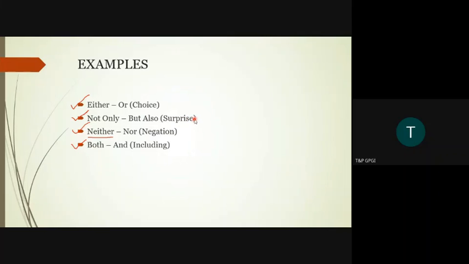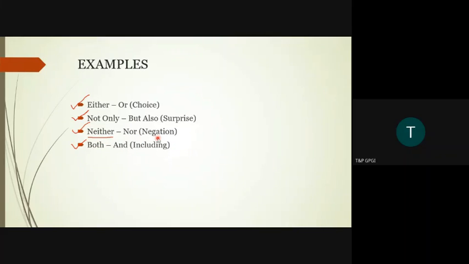All right, it's a surprise. Yes, I got a good thing, and that too at a cheaper price. So, a surprise. The second one is: both the man and his dog were sleeping. So, both the man and his dog were sleeping. It is including. The third one is: neither the woman nor the man were happy with the answer. So, neither nor, happy with the answer.